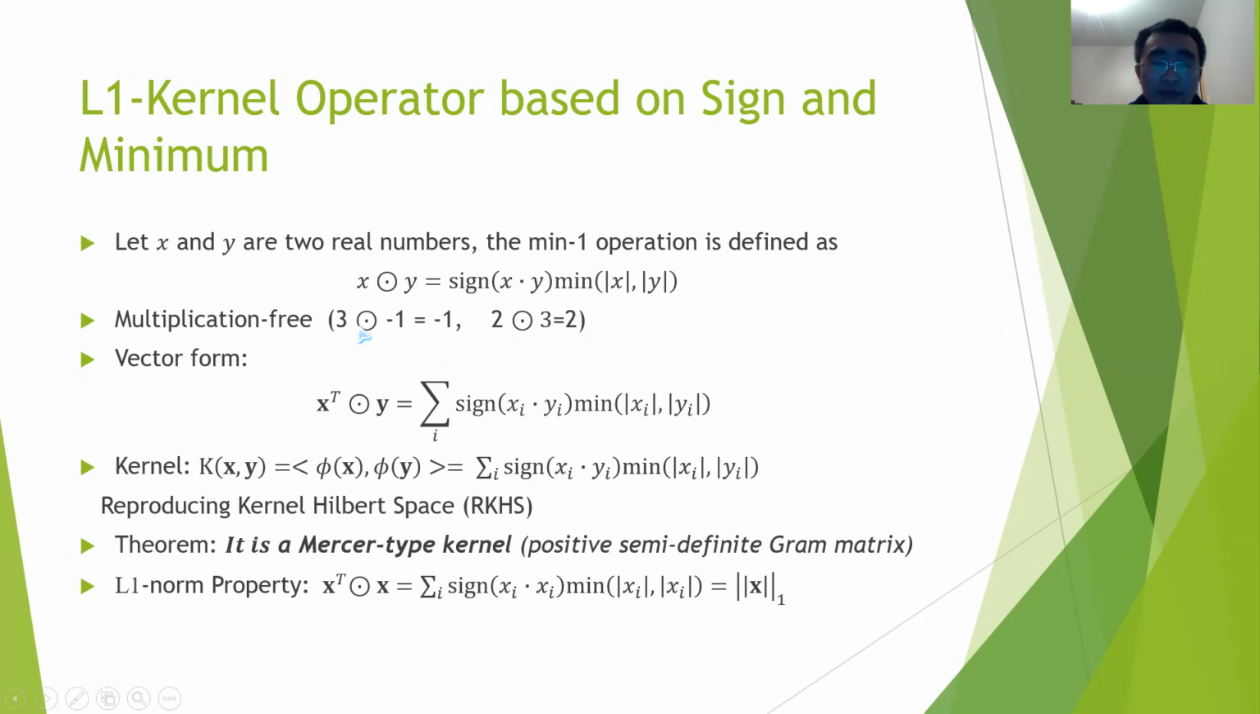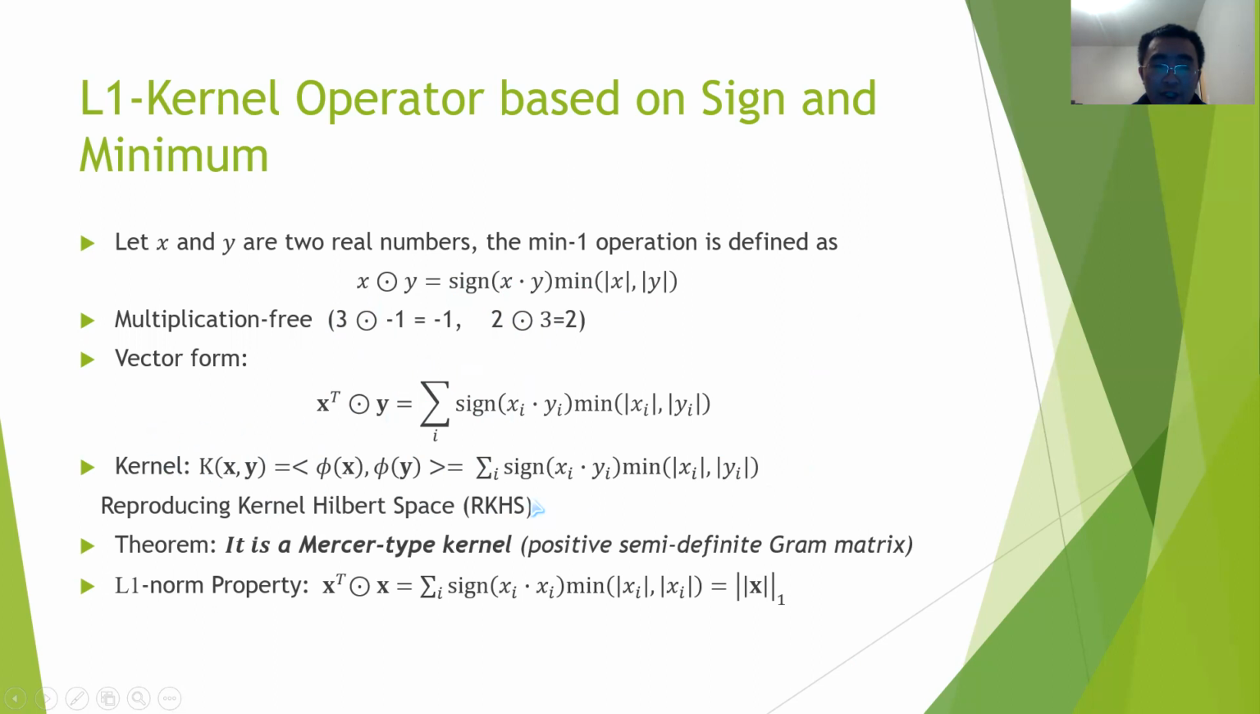And here are two examples. Our min1 operation on 3 and -1 is -1. This is because sign of 3 times -1 is -1, and the min of the two absolute values is 1. So -1 times 1 is -1. And the min1 operation on 2 and 3 is 2. Here is the vector form. So we're just revising the vector product by changing the multiplication in the vector product to our min1 operation.